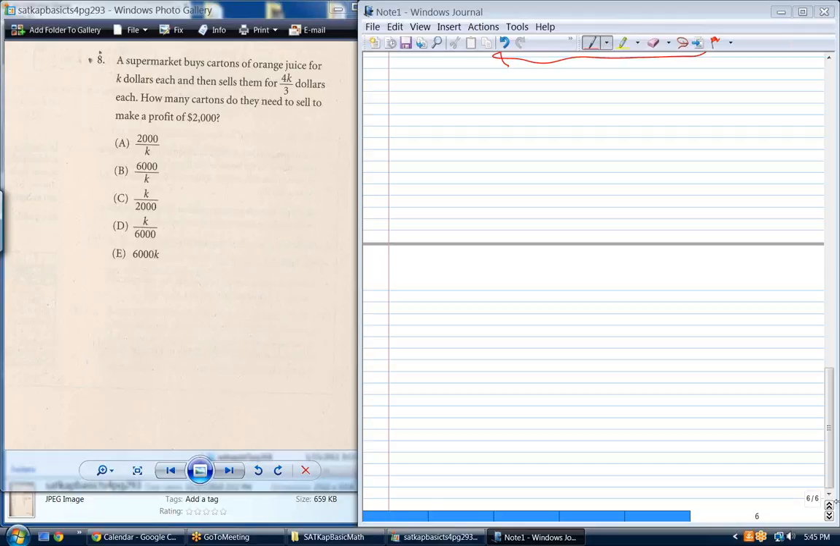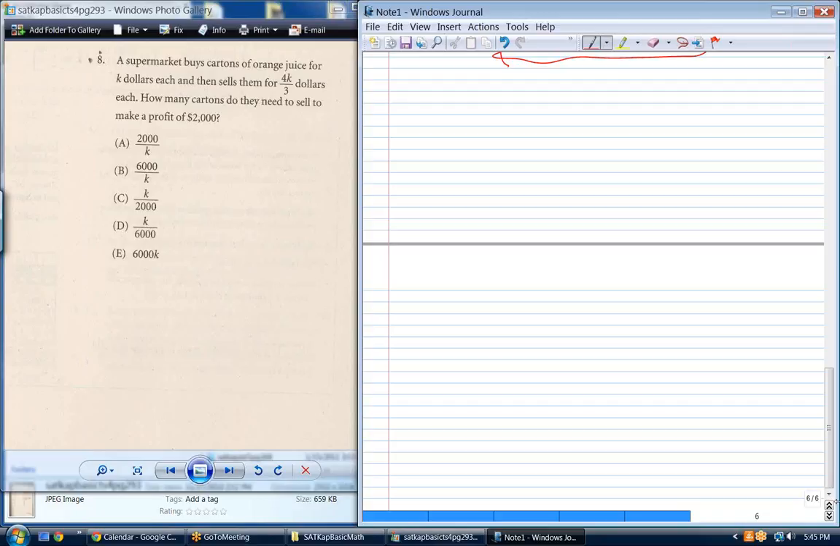We first have to put the 4K over 3 equals 2,000. No. Imagine you're the supermarket. You buy orange juice for K dollars and you sell it for 4/3 K dollars. So you make a profit on each one. How much profit do you make on each one?